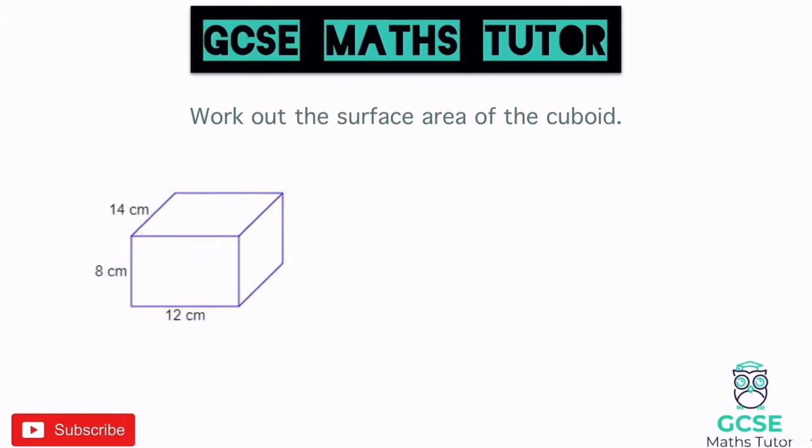So we've got to work out the surface area of this cuboid. Now there's only 3 surfaces we can see. We've got this one on the front, but there's also one on the back that's exactly the same, back here, that we can't see.